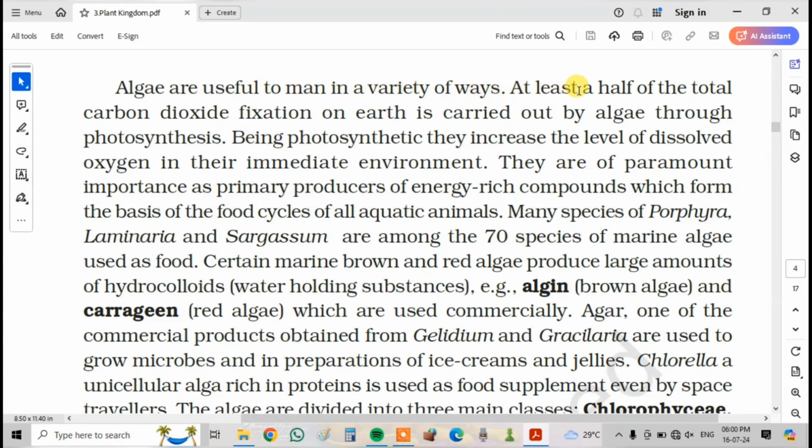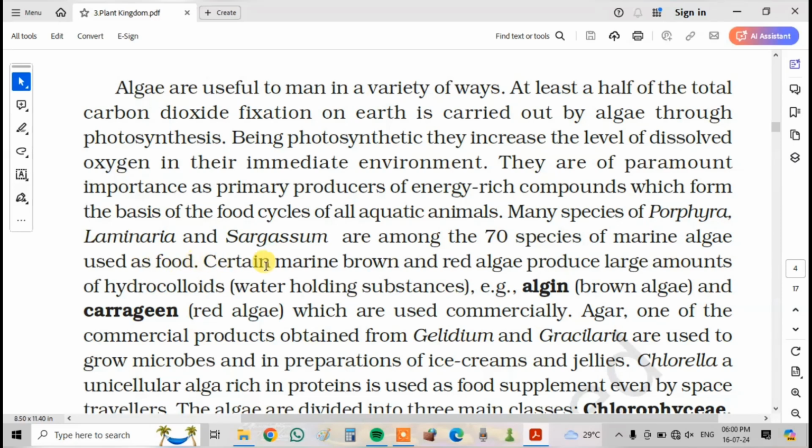Algae are useful to man in a variety of ways. At least half of the total carbon dioxide fixation on earth is carried out by algae through photosynthesis. Being photosynthetic, they increase the level of dissolved oxygen in their immediate environment. They are of paramount importance as primary producers of energy-rich compounds which form the basis of food cycles of all aquatic animals.